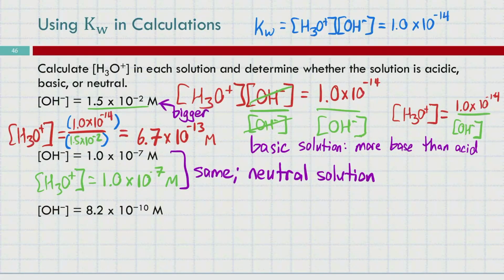And then for the last one, we're putting in 1.0 times 10 to the minus 14. I'm going to write what I put in my calculator, or what you could put in your calculator to get this answer.